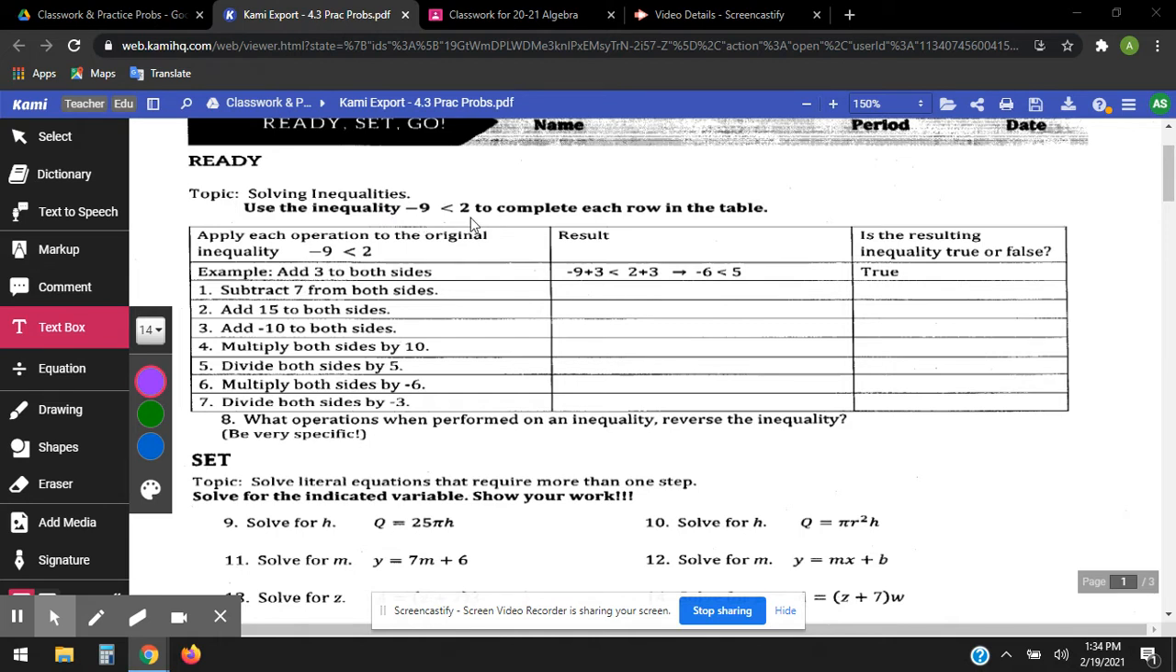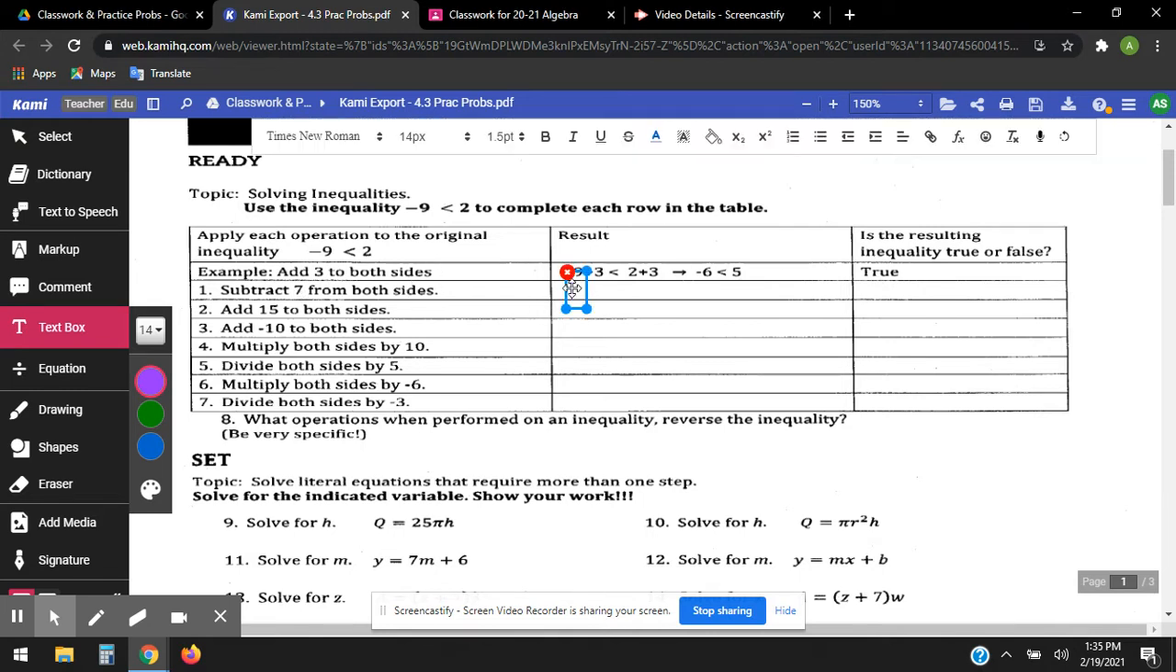-9 is less than 2, to complete each row in the table. So -9 is less than 2. That is true. So we're going to see what happens if we do some of these operations with each of them. If I add 3 to both sides, for example, -9 plus 3 is -6. 2 plus 3 is 5. Is -6 still less than 5? Yes, that's true.